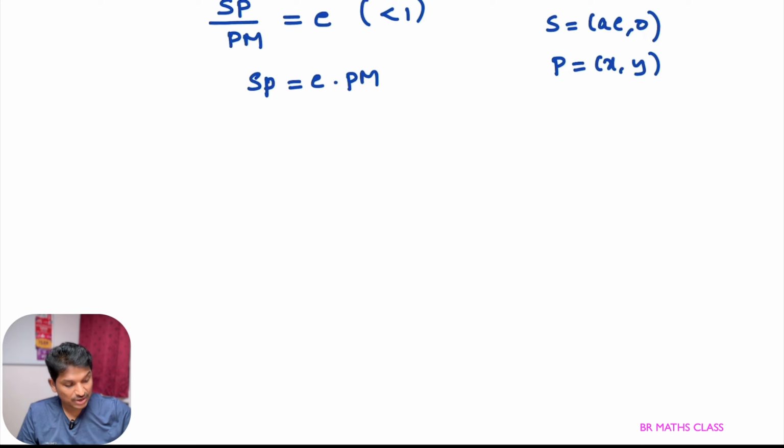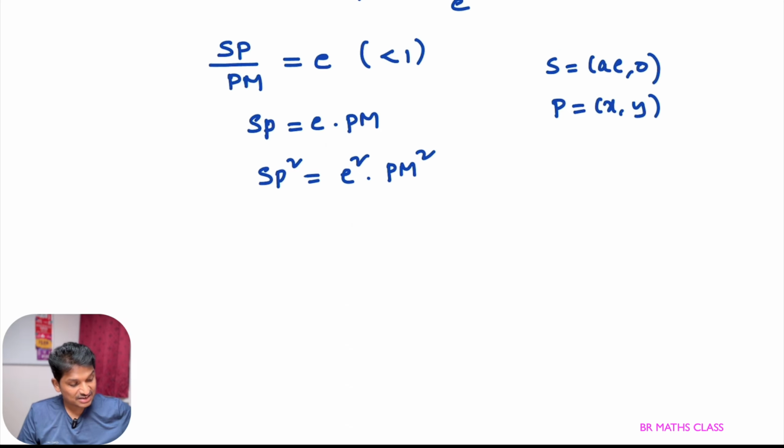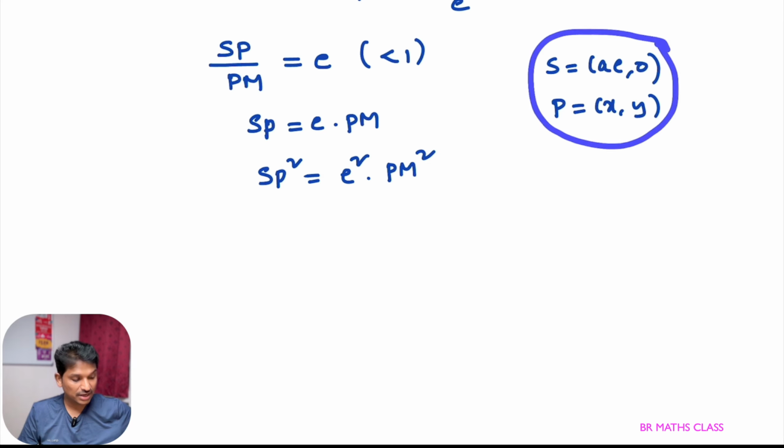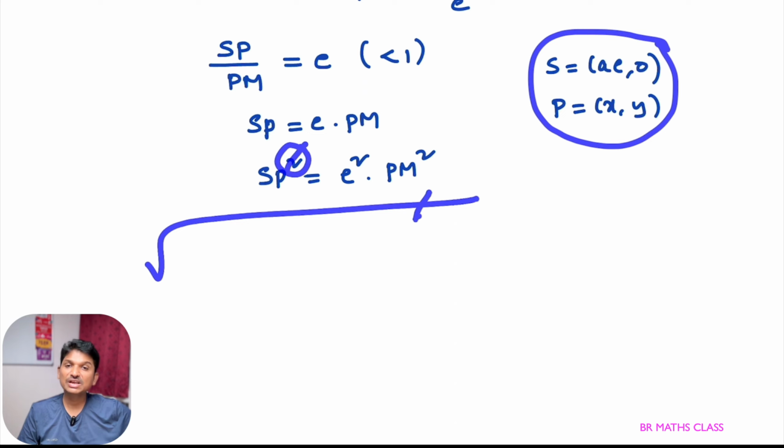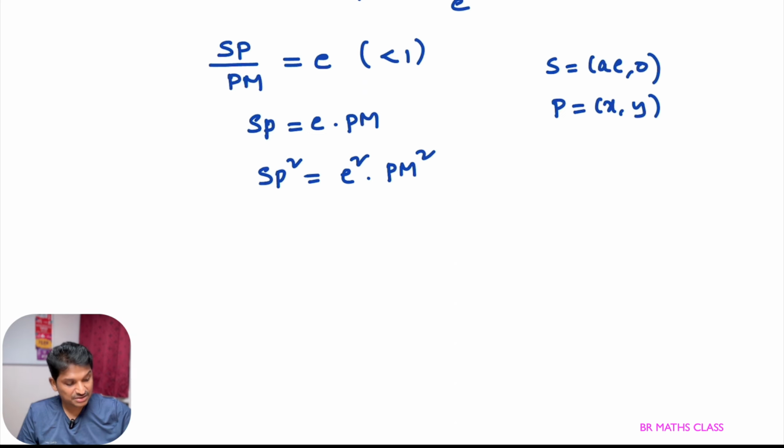Now what I will do, I will square this. Square this, what will you get? SP square. SP is the distance between the points S and P. Don't write S square P square. Right? SP square equal to E square into PM square. SP means the distance between these 2 points. You know the distance between these 2 points, square root of, like that you will write. Here the square is there, now the square and root will get cancelled. So what is SP square? SP square you will get like this.